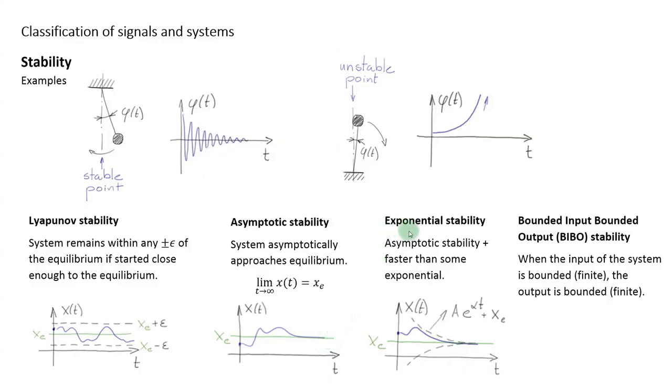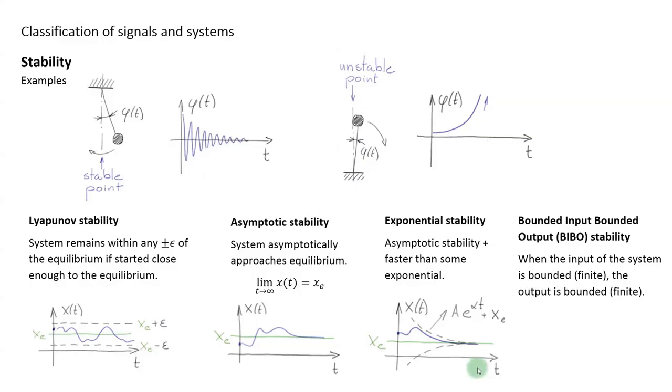A system is exponentially stable if it has asymptotic stability, and on top of that it converges to that equilibrium faster than some exponential. So if your system converges to its equilibrium faster than some exponential, you can say that it is exponentially stable. Now, all these definitions of stability are often applied to all the variables in the system, even the internal ones which we cannot see.